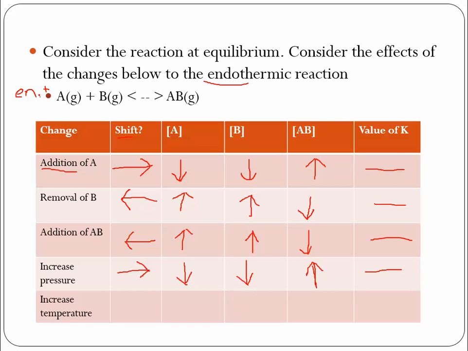Increasing temperature, well, heat energy is on this side, so it's going to shift away from that side, meaning the amount of A is going to go down, the amount of B is going to go down, the amount of AB is going to go up. The value of K is going to change here. We've made more product at this new higher temperature. The more product, the larger K is. So in this case, an increased temperature is going to make the value of K larger at this higher temperature.